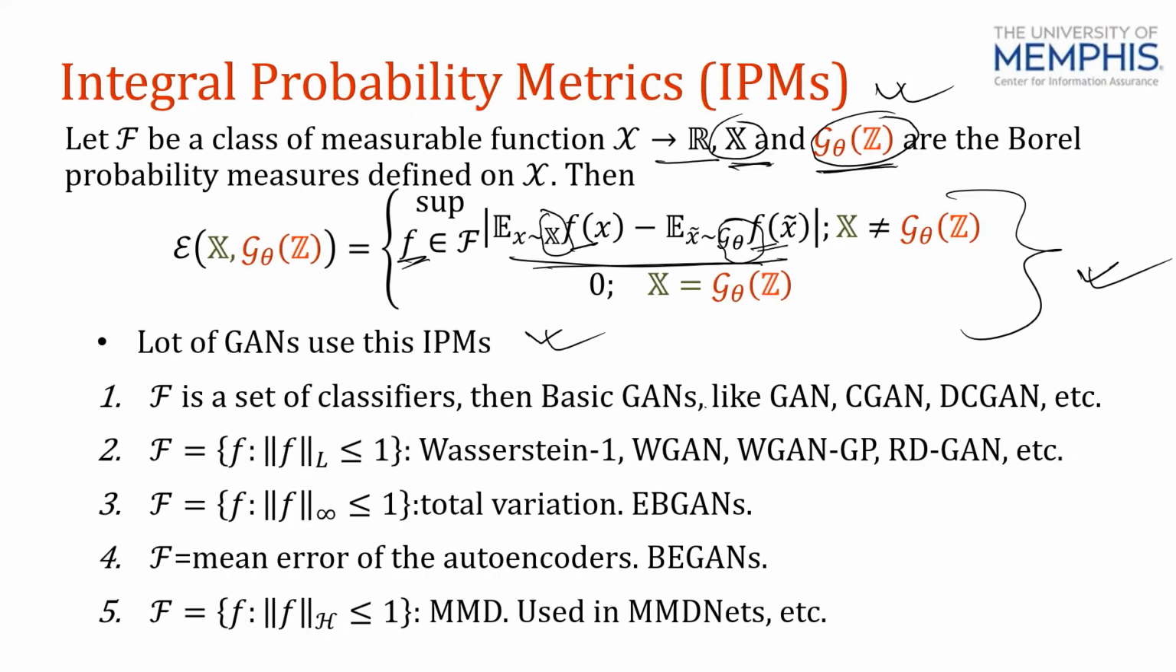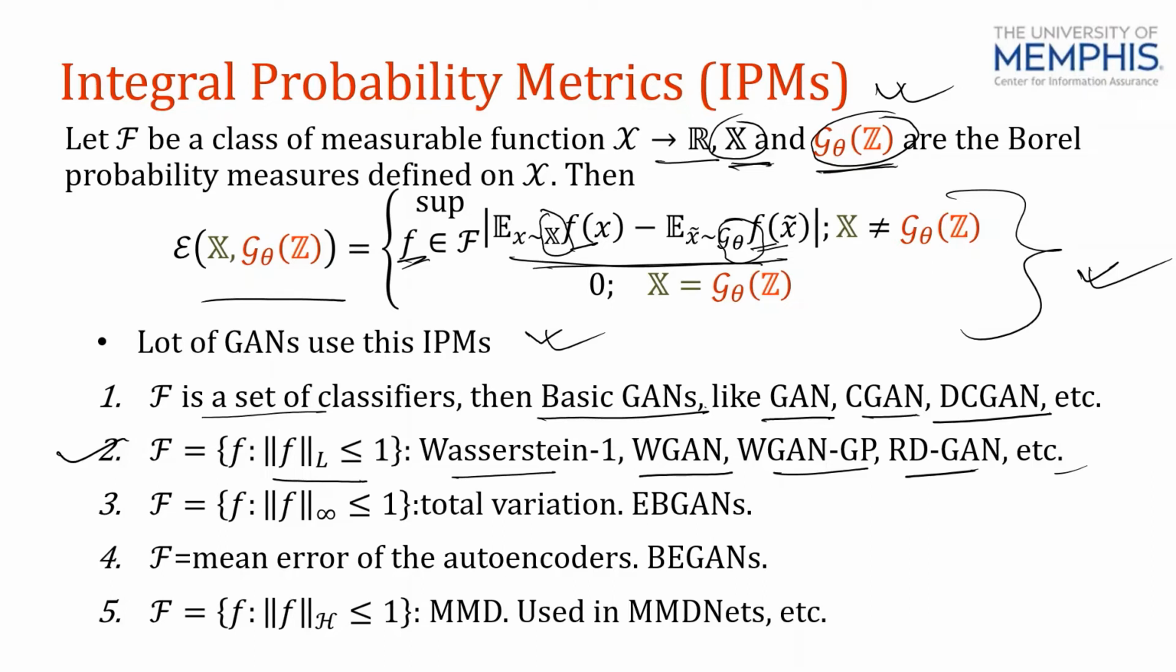For example, if F is the set of classifiers, that means our chosen set of functions is a set of classifiers, then we call them the basic GANs, and a lot of examples are available, such as GANs, C-GANs, DC GANs. They are very well known. If the set of functions is Lipschitz 1 functions, then we call this distance the Wasserstein 1 distance, and a lot of GANs in the literature use this Wasserstein 1 distance, for example WGAN, WGAN GP, RDGAN, etc.